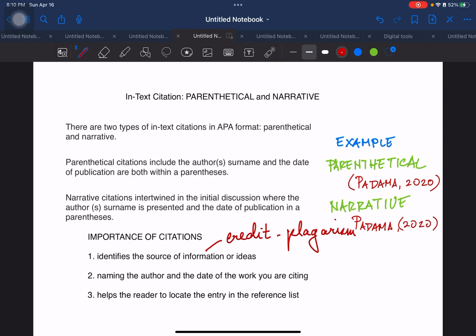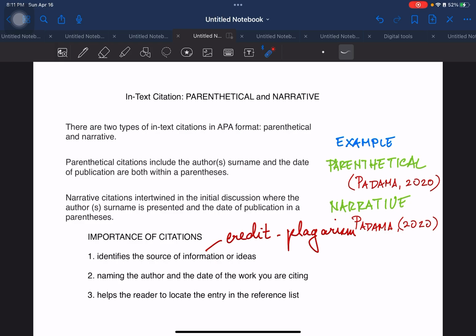Number two, this is still related to the concept that I presented in relation to giving credit and to avoiding plagiarism. So kapag sinabi natin doon sa number 2, naming the author and the date of the work that you are citing. So when you present the surname of the author, the full name of the author in the reference, you are giving credit. And aside from that, when you also present the parenthetical and narrative citation, inilalagay nyo din pati yung year kung kailan ito na-publish.